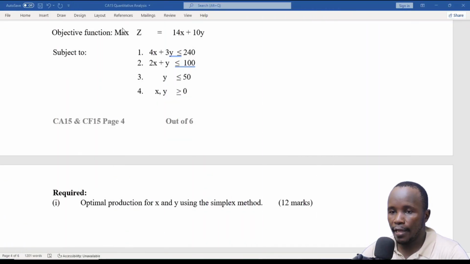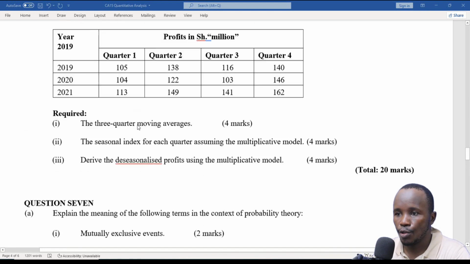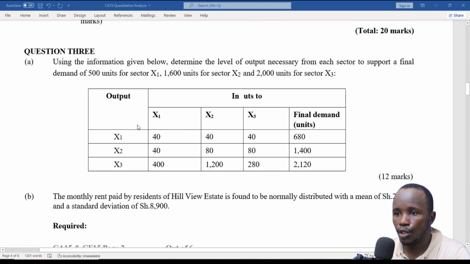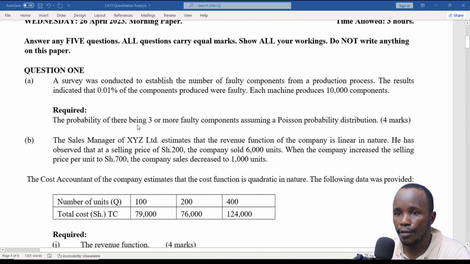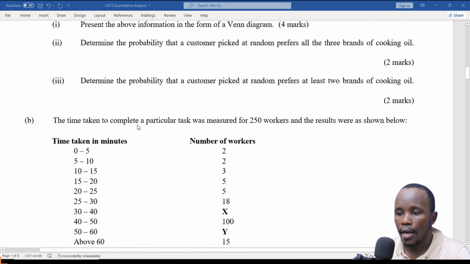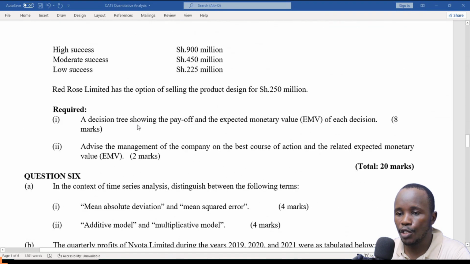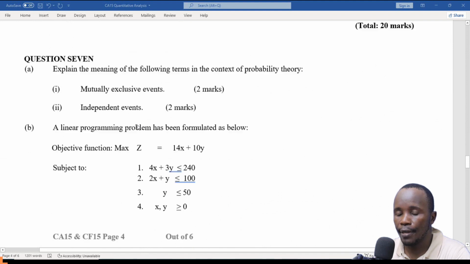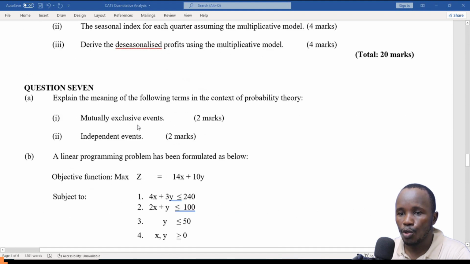Welcome back to another lesson. In this video, we are going to look at an exam that was tested in April 2023. As you can see, this is April 2023, and our focus is on a question on linear programming, question number 7.